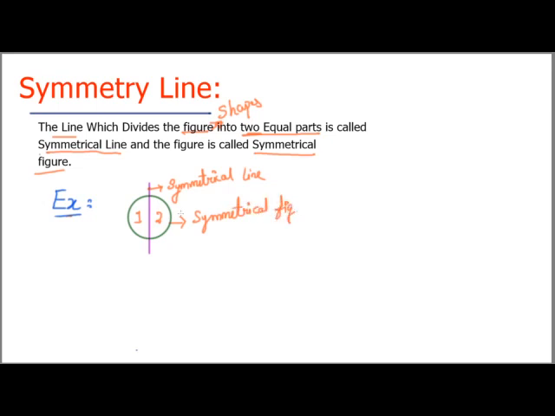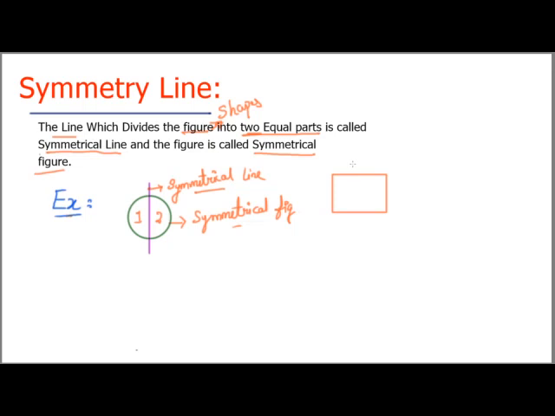In a symmetrical figure, the first part and second part should have equal measurement. That line should divide the figure in an equal manner. Then only we call that figure a symmetrical figure and the line a symmetrical line. Each shape has a different number of lines. For example, now I am going to take one square. I am dividing this square by using different symmetrical lines.